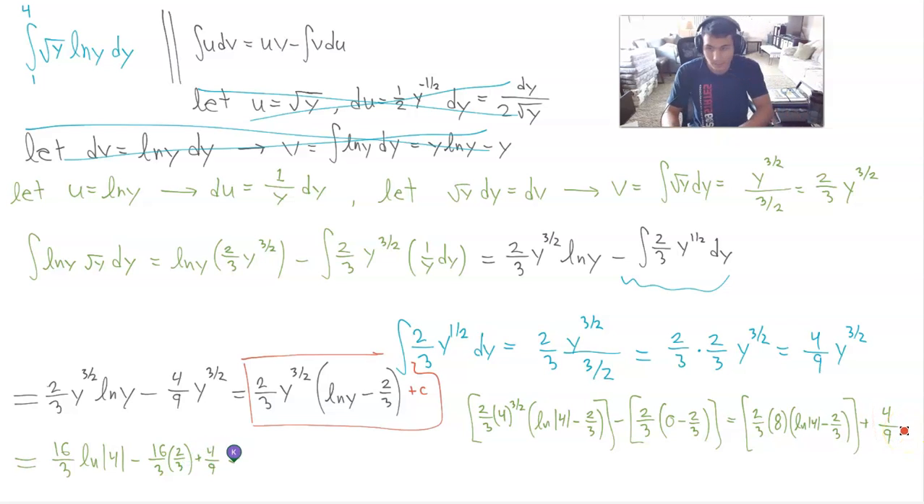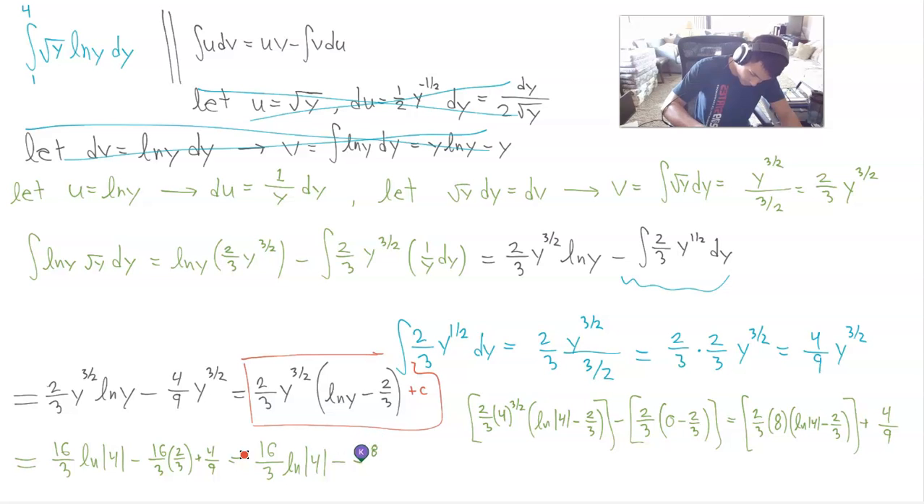Okay, and what is this going to be all equal to? This is going to be 16/3 ln 4 minus 32 over 9. So negative 32 over 9 plus 4 is what? That's negative 28 over 9. There you go. This is your answer. And I would just leave it like this. I think this is the nicest you can make it look. There you go.